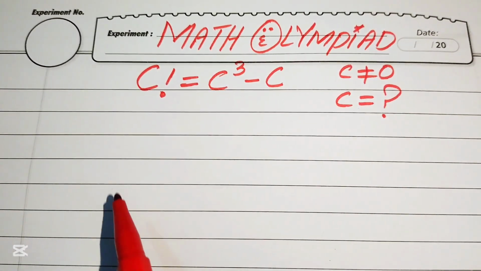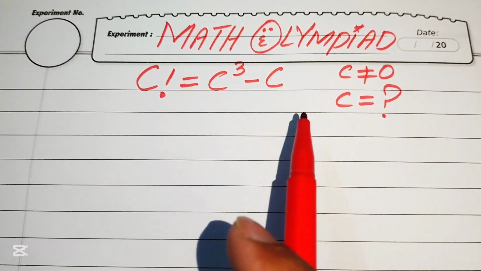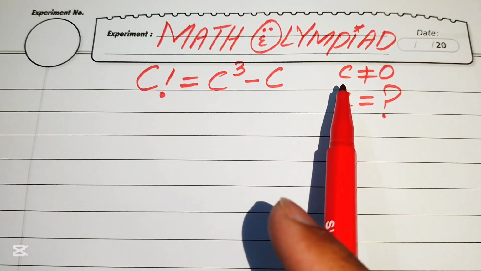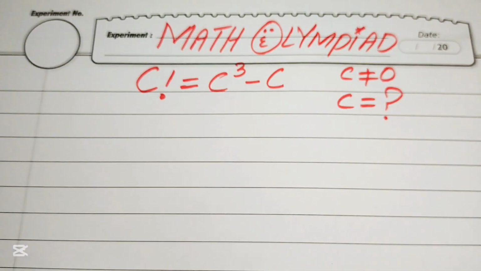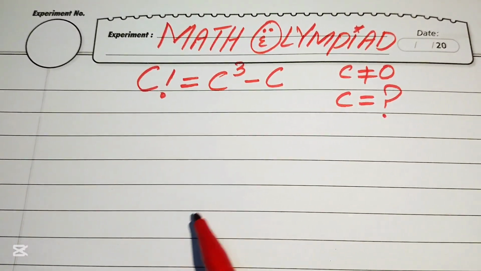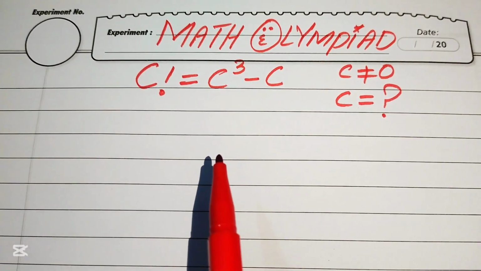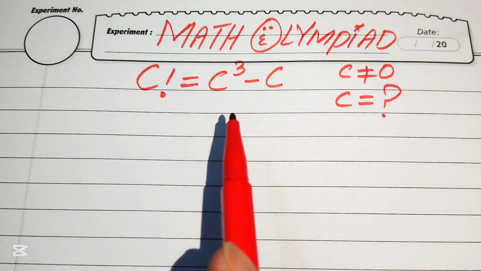So here we have c factorial equals c cubed minus c. Remember that c is not equal to 0, and in this question our target is to find the value of c. The very first step is that we need to use some laws of factorial in order to solve this problem.